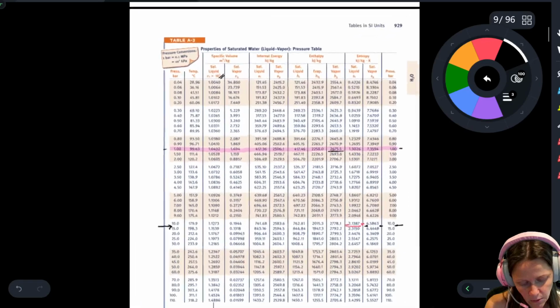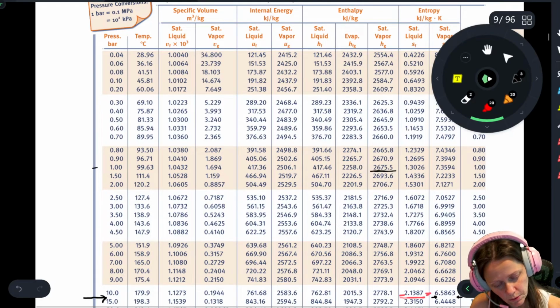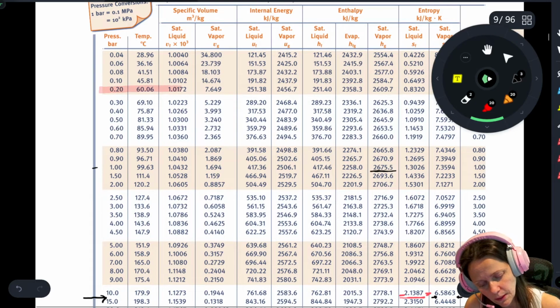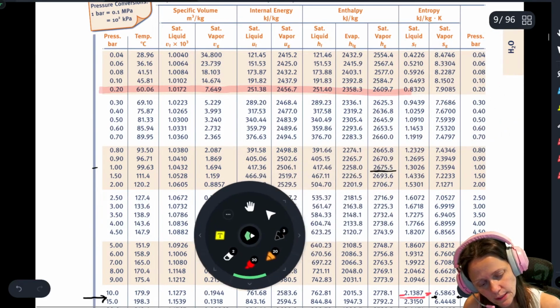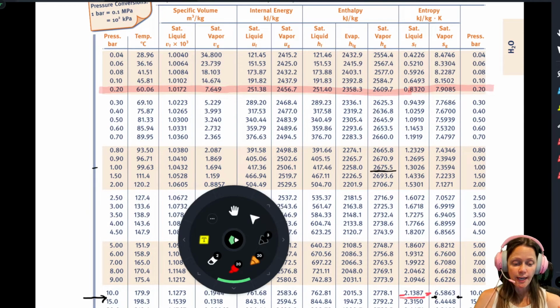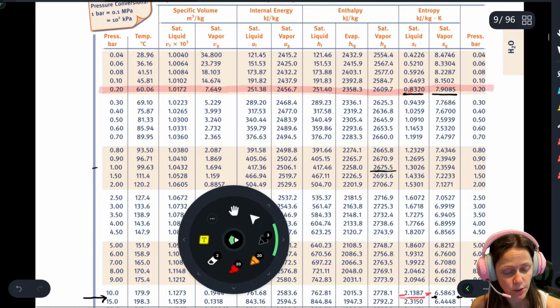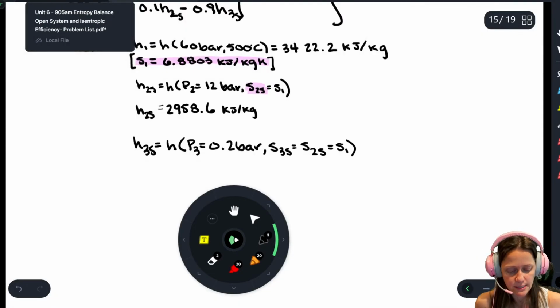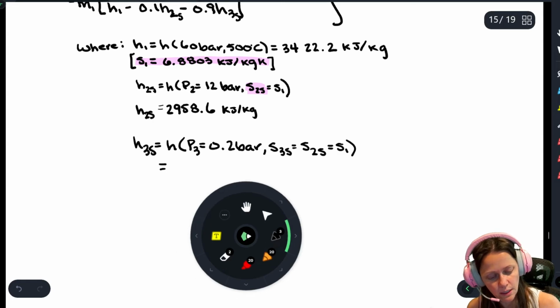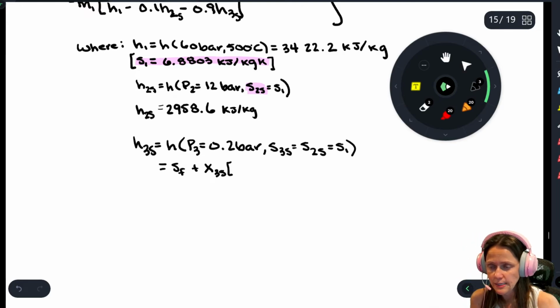So table A3. So we are at 0.2 bar. Good, thank goodness. At least we got a line for this one. All right, so our entropy at state 3s is 6.8803, and that's clearly between the S sub F and the S sub G values. So I do know that it's saturated. It's two-phase. So this is going to be S sub F plus my quality times S sub G minus S sub F.